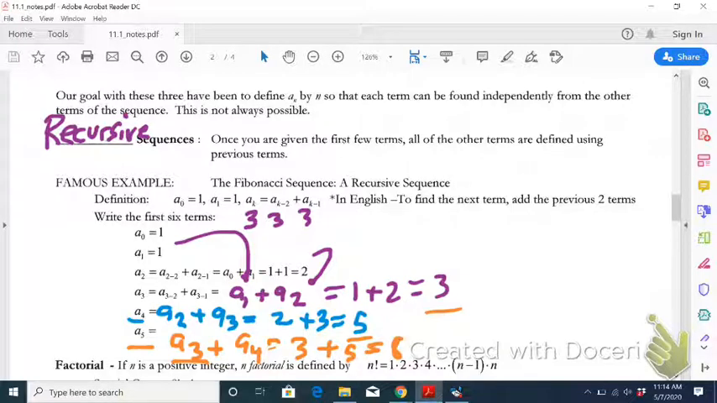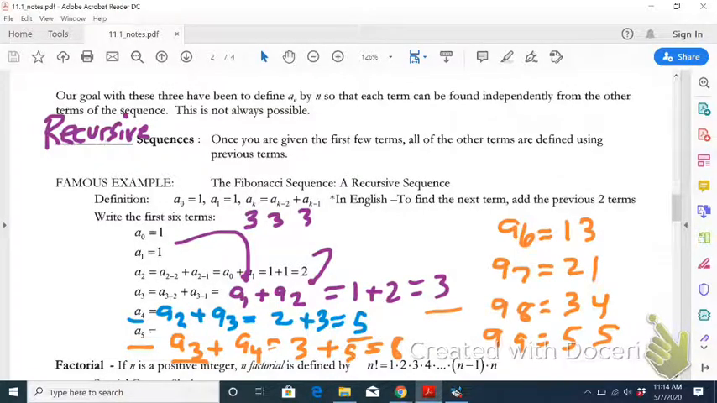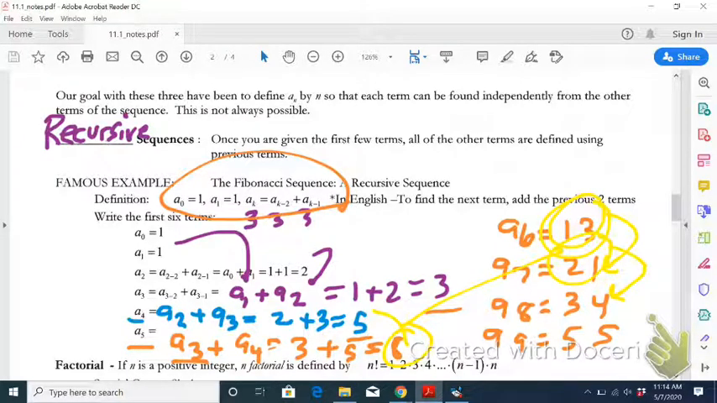Pause the video real quick and see if you could do the next few terms. Okay, here they are written on the side. This formula just means take the 2 previous terms and add them together. So we get 5 plus 8 is 13. So that's how I got that number. 8 plus 13 is 21. That's how I got that number. 13 plus 21 is 34, and so on and so forth.